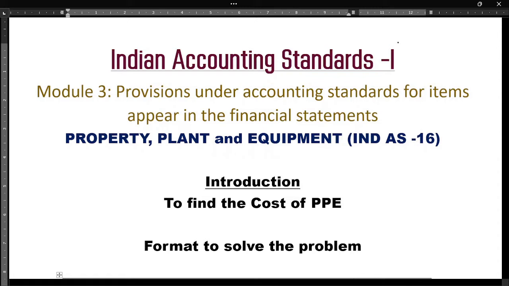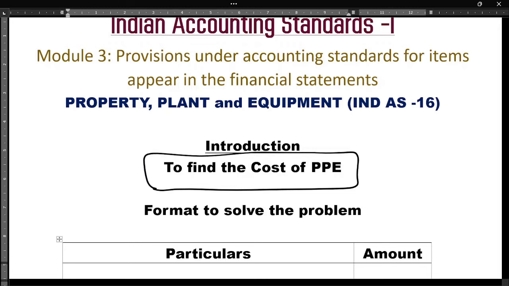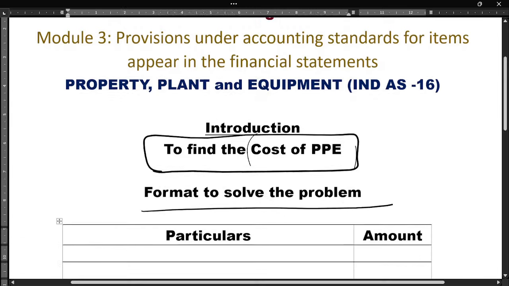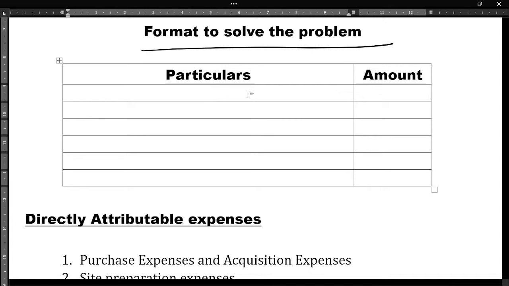In this video, we'll be discussing IND AS 16, which is related to property, plant and equipment. In the examination, they will ask you to find the cost of PPE. To find the cost of PPE, there is a certain format you need to follow. Now I'll explain in this video how to learn the format of the problems. From the next video, we'll start solving the problems. In this video, I'll just discuss the format.